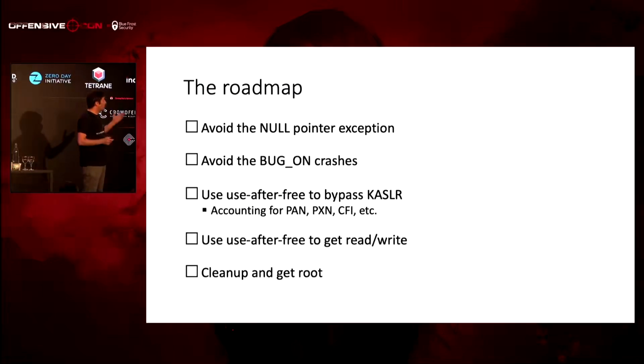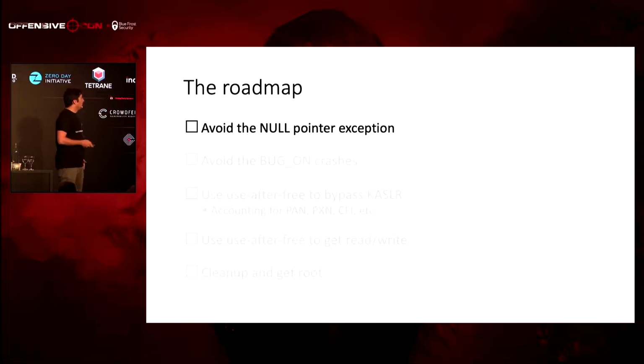So the roadmap is, I broke this down into like 5 easy steps. Avoid the null pointer exception, 5 or 6, I don't know. Do I know how to count? Yeah. Avoid the null pointer exception first, debug on crashes, then use the use after free to bypass KASLR in some way, so get some pointers to start working with. Then use the use after free again to get read-write access, and then clean everything up in case we corrupted things, and get root. So yeah, number 1, avoiding the null pointer exception.